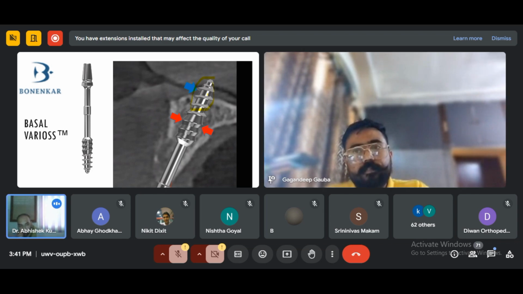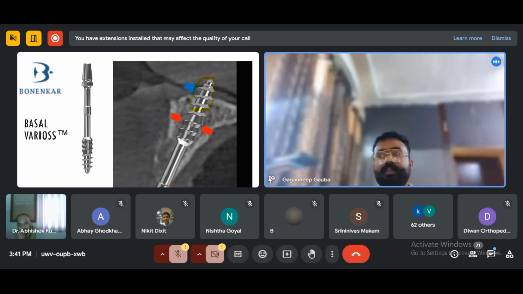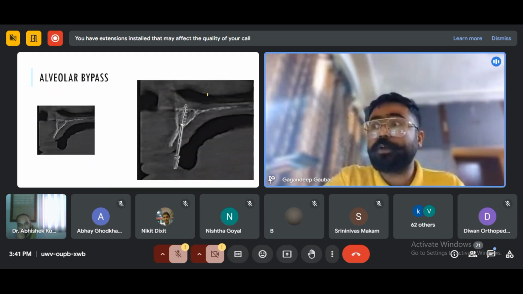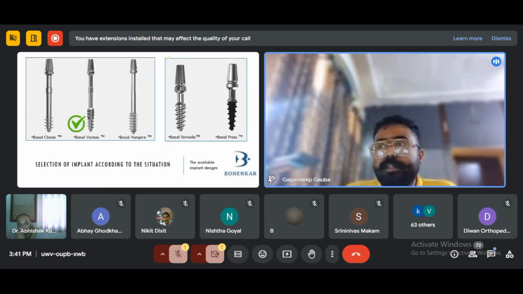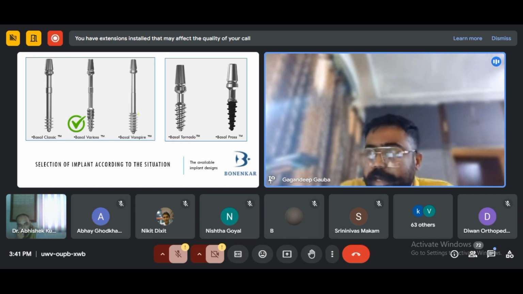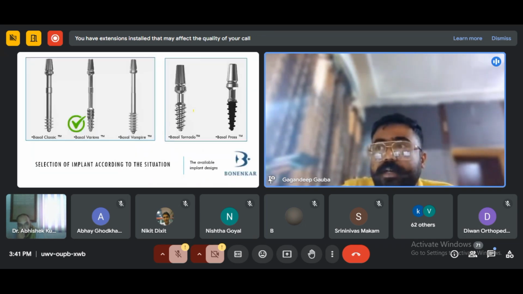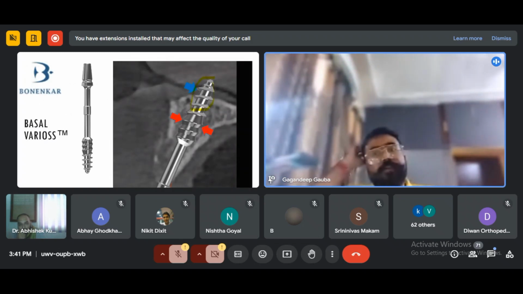This dual thread design actually gives us around 60% more anchorage than a normal compressive implant. Sir, basically, we were talking about the 60% more anchorage design. That is the tornado design. Vampire design. We have these implants, and this is a vampire design. So these are dual thread, double threads running. In vampire, there are two types of threads: the primary threads and the secondary threads. Both are knife edge threads. So in this case, we achieve 60% more anchorage.